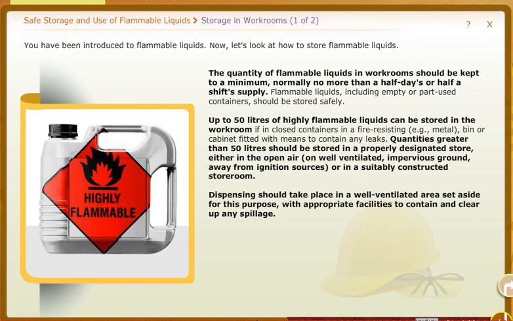Up to 50 liters of highly flammable liquids can be stored in the workroom if in enclosed containers in a fire-resisting, for example, metal, bin or cabinet fitted with means to contain any leaks. Quantities greater than 50 liters should be stored in a properly designated store, either in the open air, on well-ventilated, impervious ground away from ignition sources, or in a suitably constructed storeroom. Dispensing should take place in a well-ventilated area set aside for this purpose, with appropriate facilities to contain and clear up any spillage.